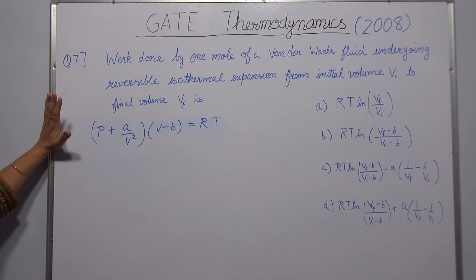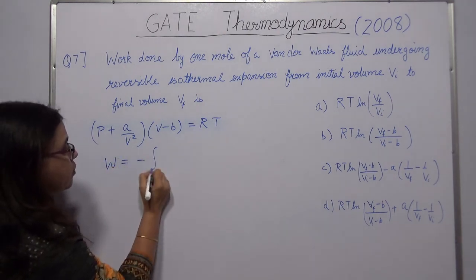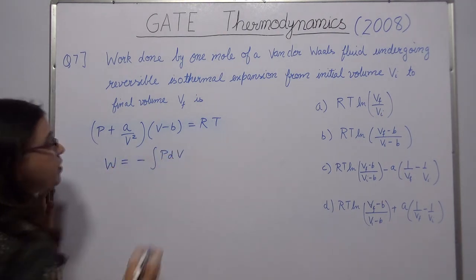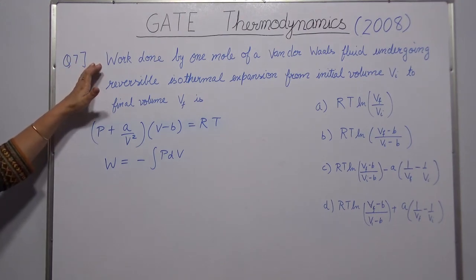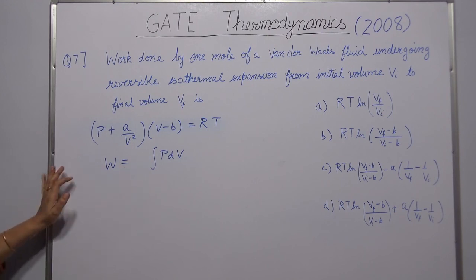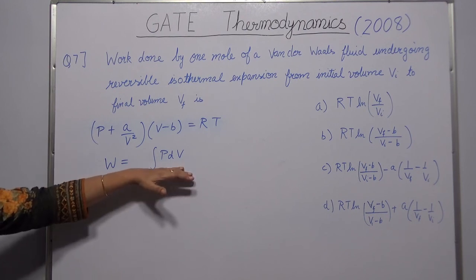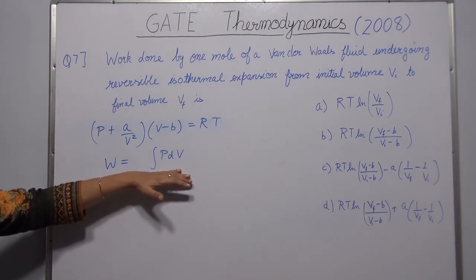When a closed system is undergoing a reversible process, or I should say a mechanically reversible process, then the work done on the system is usually given as minus integral PdV. Since they have asked you to calculate the work done by the system, that is the work done by the fluid, it will be positive. So work done by the gas is equal to integral of PdV. You have to just evaluate this integral.